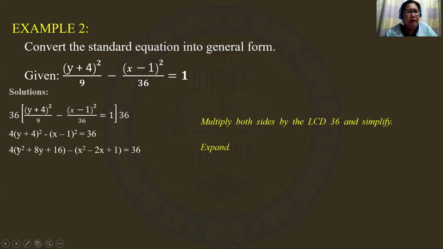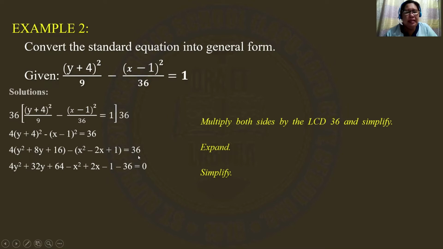So, you have now 4 times the quantity, the square of this is y squared plus 8y plus 16, minus the square of this is x squared minus 2x plus 1 equals 36. And then simplify. So what we have is you simply distribute. So 4y squared, 32y, 64, and this is negative x squared. This is now positive 2x and negative 1.